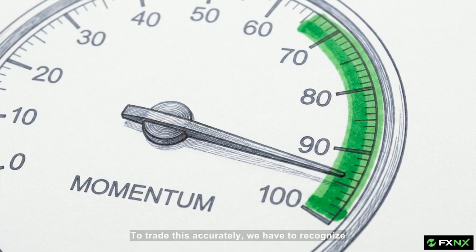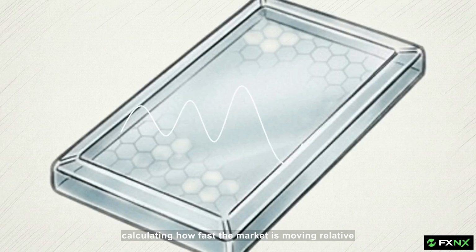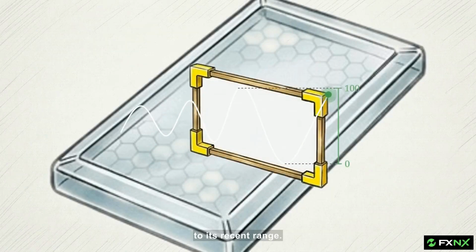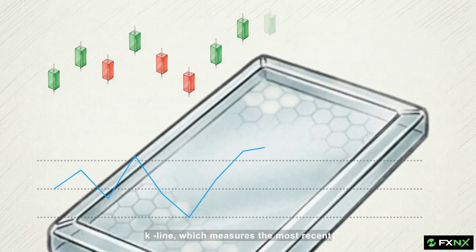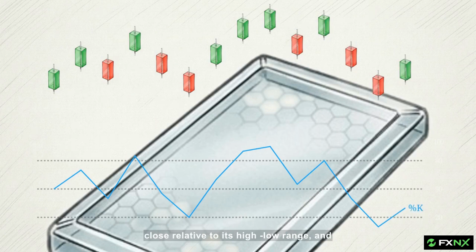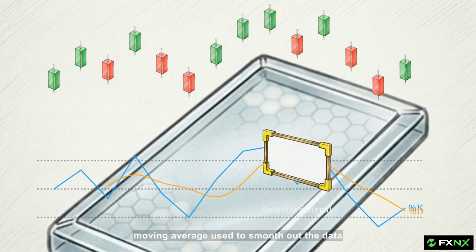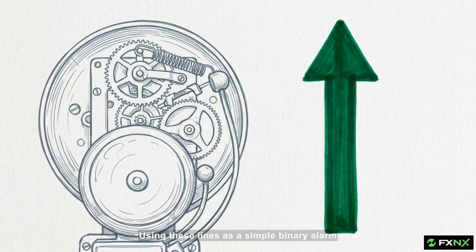To trade this accurately, we have to recognize the stochastic oscillator as a momentum speedometer, calculating how fast the market is moving relative to its recent range. The indicator uses two components: the fast percent K line, which measures the most recent close relative to its high-low range, and the percent D line, which is a 3-period moving average used to smooth out the data for clearer signals.